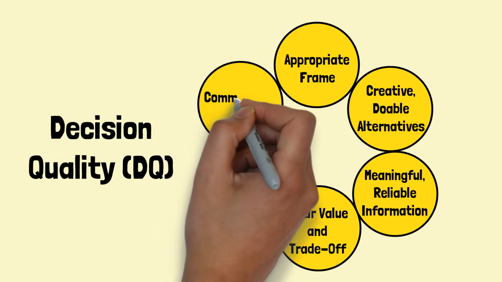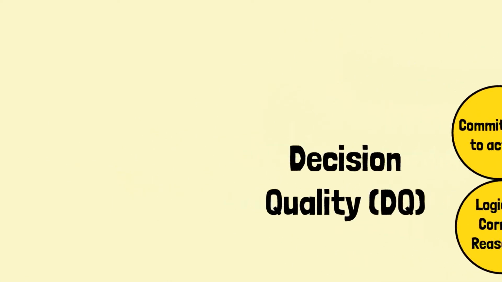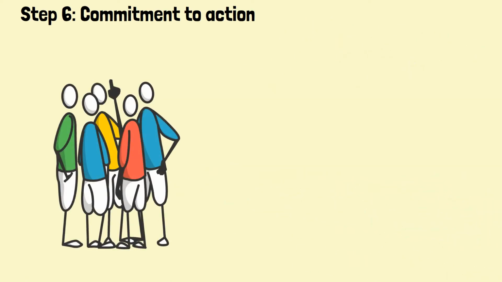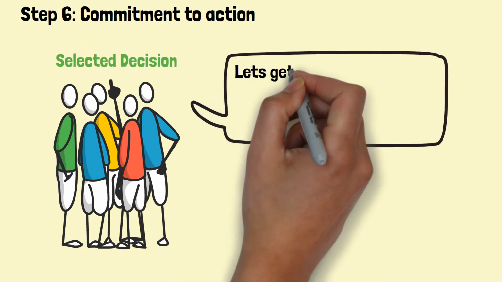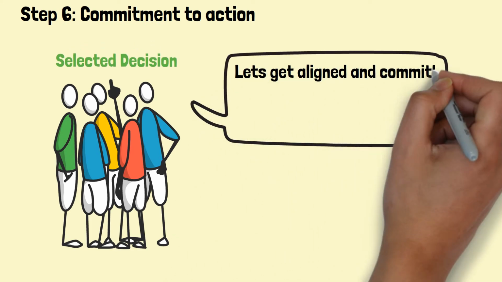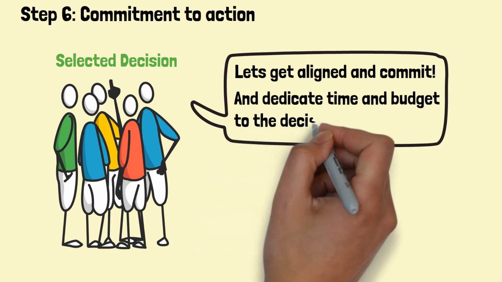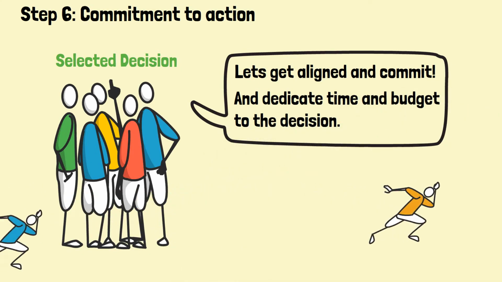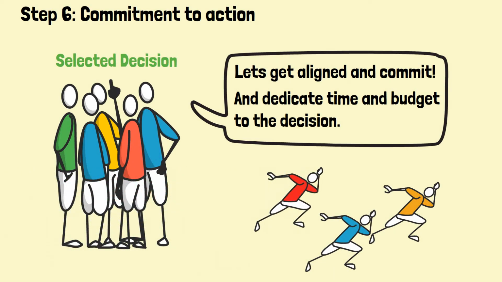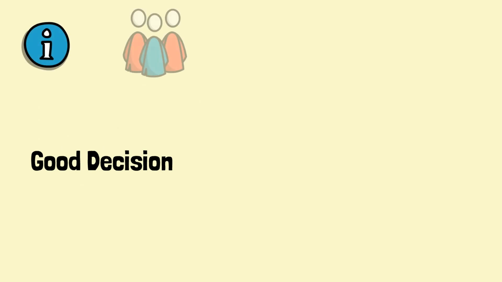Step 6. Commitment to action. Once we have selected the option, everyone should be aligned on the commitment to make it work. The commitment would require resources, including time and money. Great support from the involved parties is essential. By the way, in order to make a good decision, we need to have both content quality and people quality. Involving the right people in decision-making is crucial.